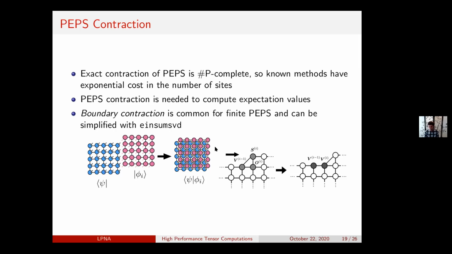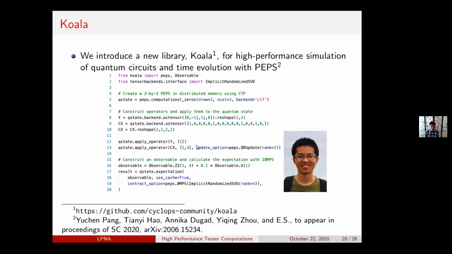So the way that this is typically done is with boundary contraction, or this boundary MPS contraction method, which in a sense starts at the top left corner and then slides along and contracts everything in the top row, then the next row, and the next row. And all that method really does is a sequence of einsum SVDs. So we demonstrated that using our primitive and then an efficient randomized SVD, we can get the desired asymptotic cost using a simpler approach than previously known methods.